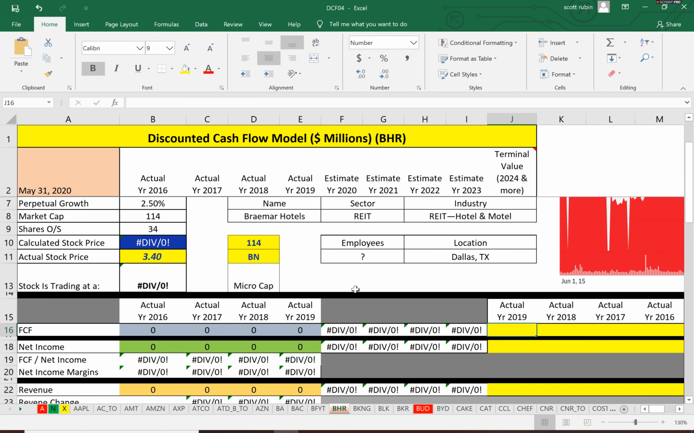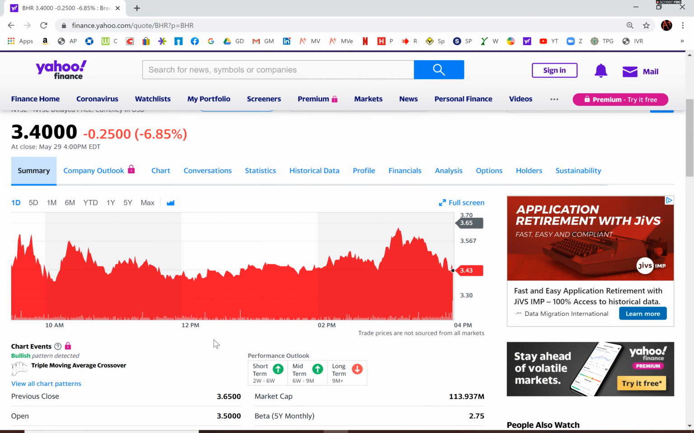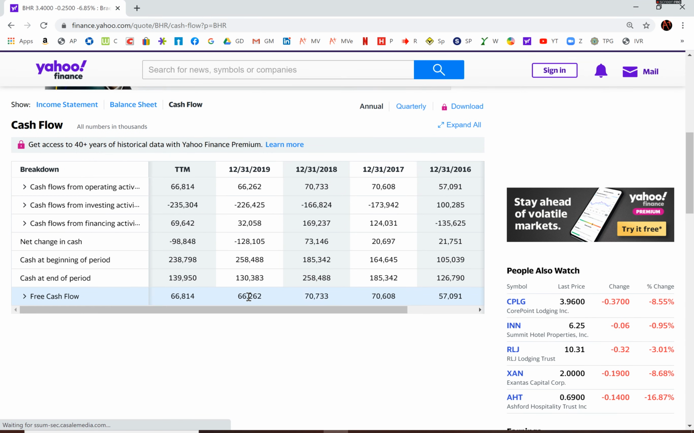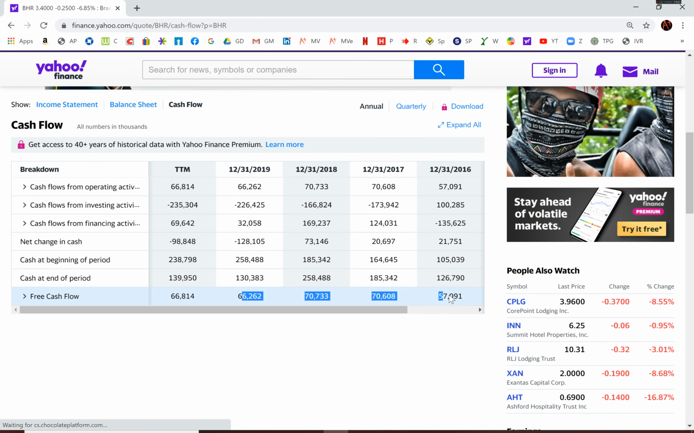Next, we need the free cash flow. And the best way to calculate the value of a company is to estimate future free cash flows and then discount those numbers back to today's values. That's exactly what we're doing in the model here today. So we'll just pull free cash flows from Yahoo Finance.